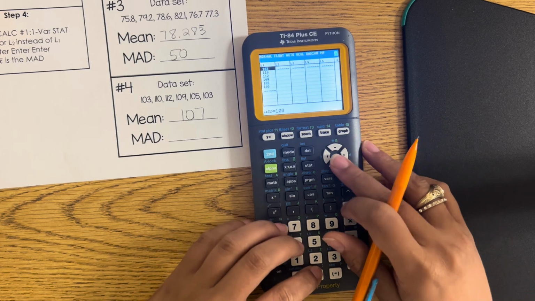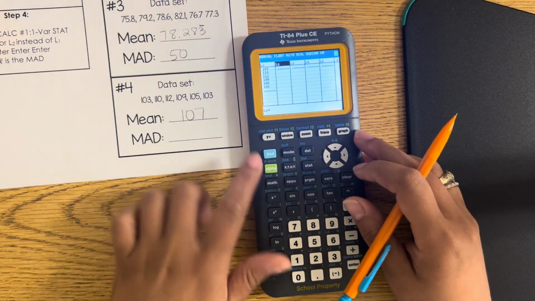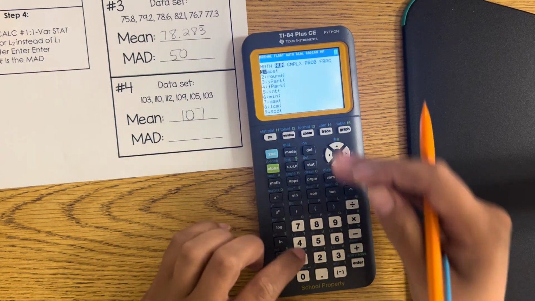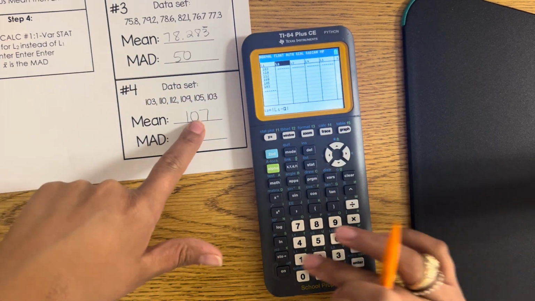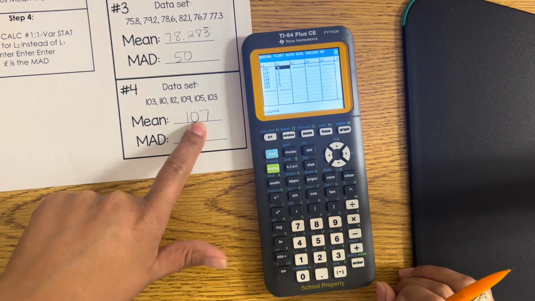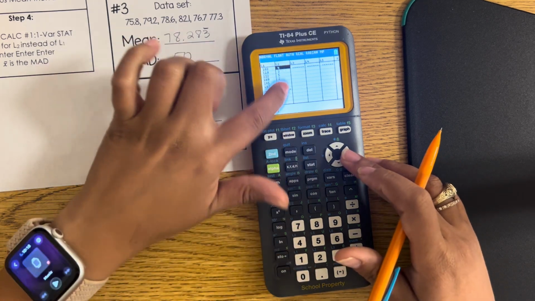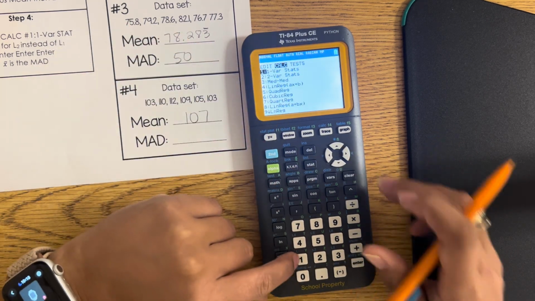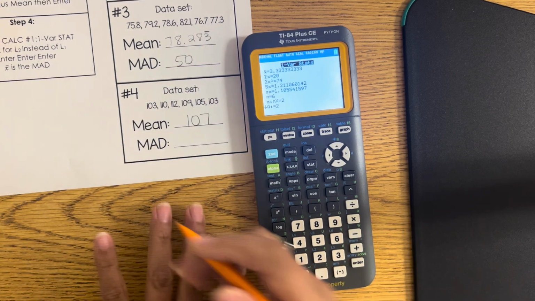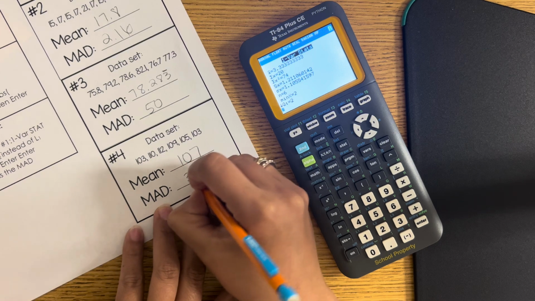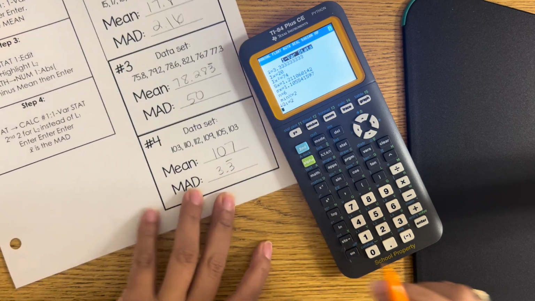Stat, Edit, put your cursor on L2. We're going to go Math over to Num, Abs. And again, down here, you're always going to put L1 minus the original mean. And then you get a list of values. Again, make sure there's no negatives. Stat, Calc 1. But this time, since it's the second time, we're going to hit L2. And my answer is a repeating decimal. So make sure when you write that answer, you show it with a bar on top.